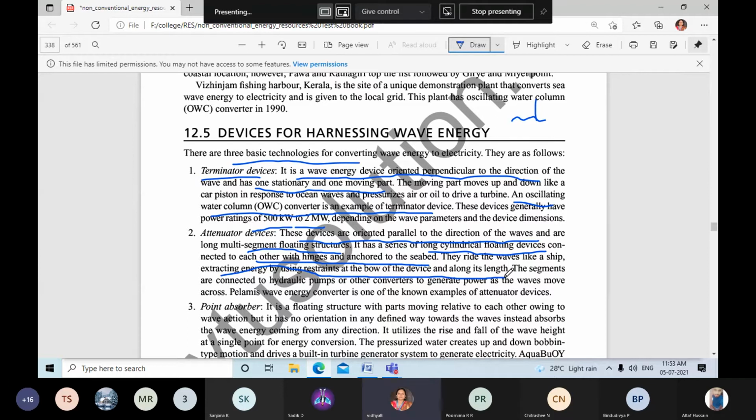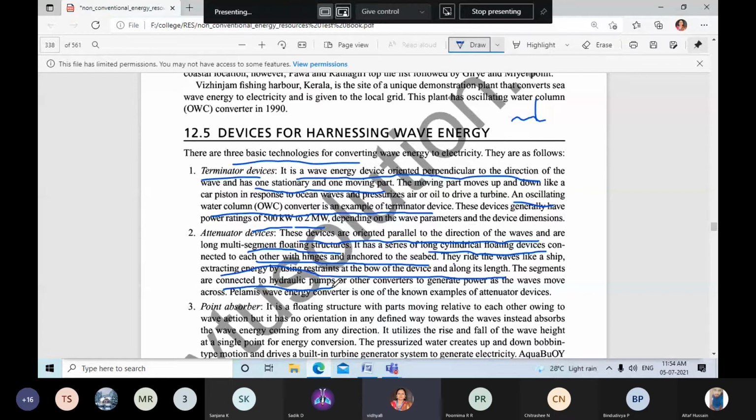Attenuator devices will be parallel, right? They will be parallel, and it will be a long multi-segment floating structure. Okay, it will be cylindrical. If you search on Google, you will understand from the image how it will be, and it will have two round circles. Okay.